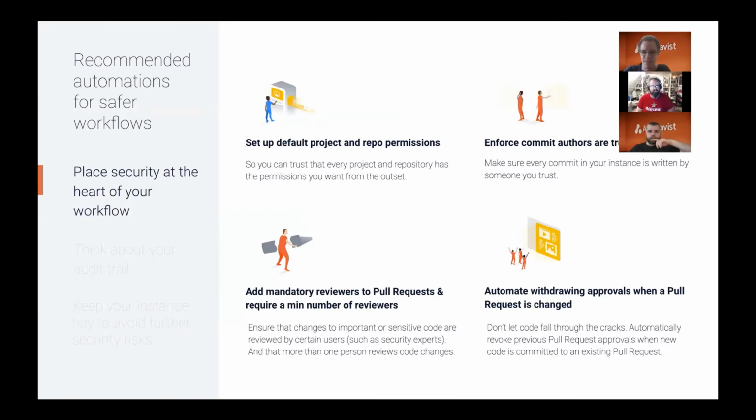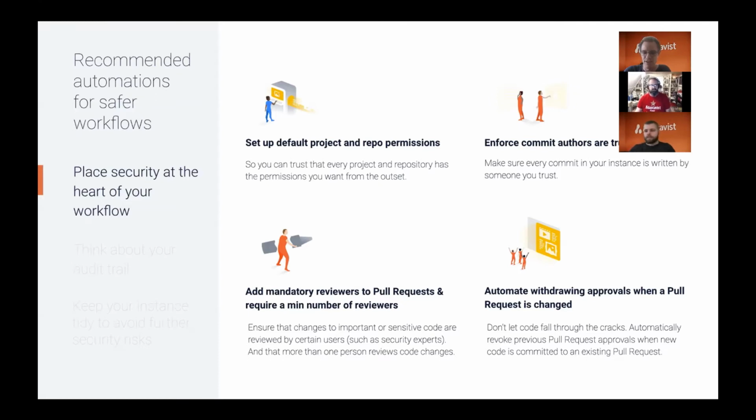The first thing you can think about is setting up some default project and repository permissions. This means that from the outset of using the product, you can always trust that your projects and repositories have the permissions that you want to specify at a global level. You can also enforce trusted commit authors. This means that every commit pushed to your instance is by a trusted author. Again, this is particularly useful if you're in a regulated environment and you have to know where every commit has come from, and basically trace that audit.